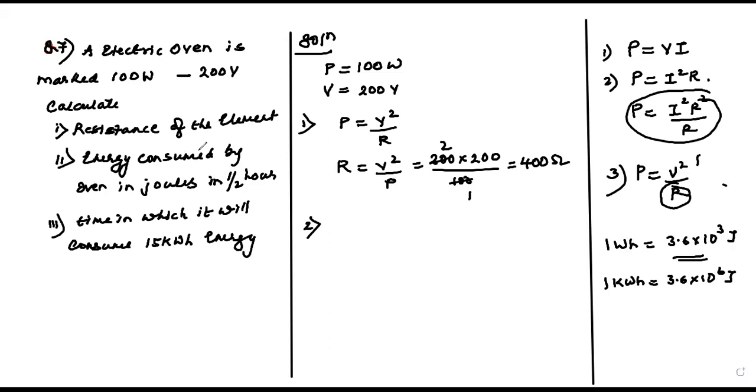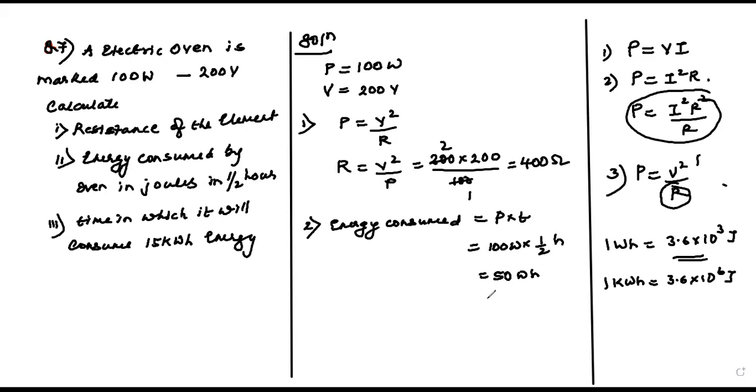Now here, I want the energy consumed by the oven in joules in half an hour. Naturally, energy consumed is always equal to P into T, always remember this, children. You cannot forget this formula. P is the power, T is the time in hours. Power is 100 watt, into half an hour. So this becomes 50 watt hour.